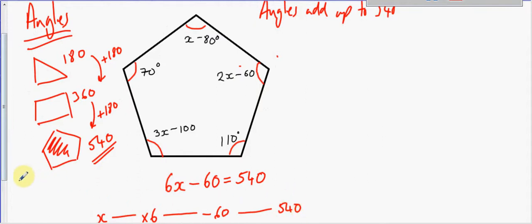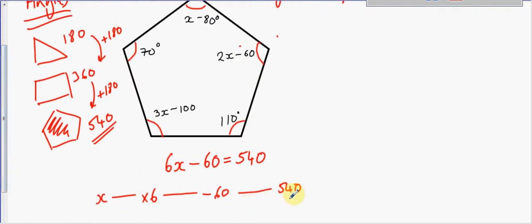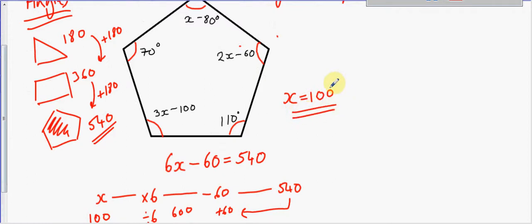And now to do it backwards to get my answer, add on the 60, that gets me to 600, divide it by 6, and that means x is 100. And there's the answer, 100. Now, bearing in mind this hasn't asked me the sizes of the angles, it's just asked me to work out x. If you've got any questions, it'd be a good time to stop and have a discussion on that now.